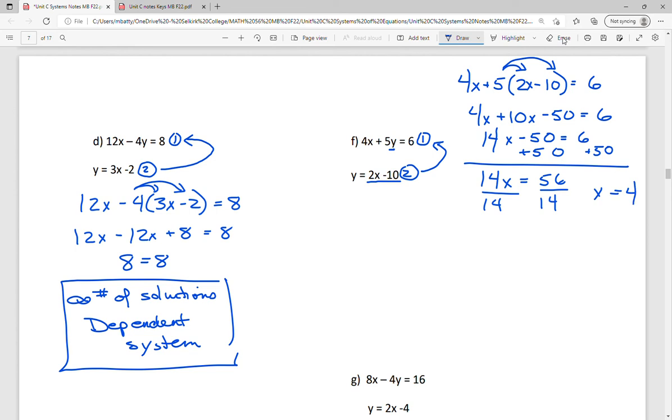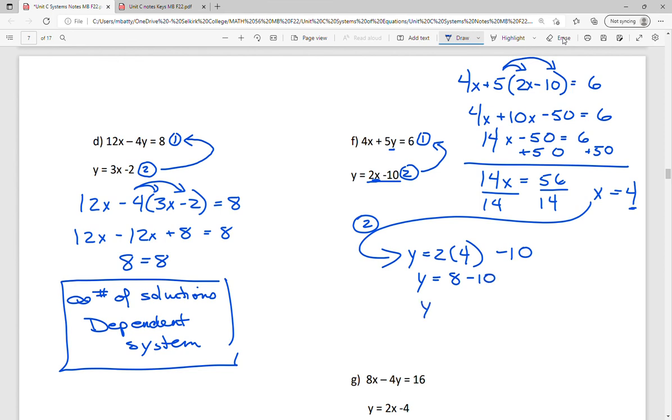This is my indicator. This is going to be a consistent system. This is the one that I'm only halfway done on. So once I get an answer, even if it's x equals 0, whatever, I can now find the other half of my answer. So I'm going to go back to equation 2 with this. So y would equal 2 times 4, right? I'm replacing the x with the 4. So y would equal 8 minus 10, or y would equal negative 2. And so what this tells me is that I've got a mistake in my answer key. I will fix that up for us. We've got 4 and negative 2 as a solution to this system.